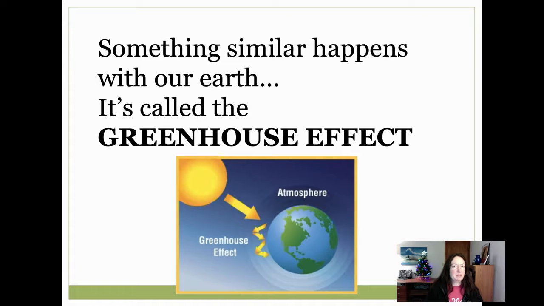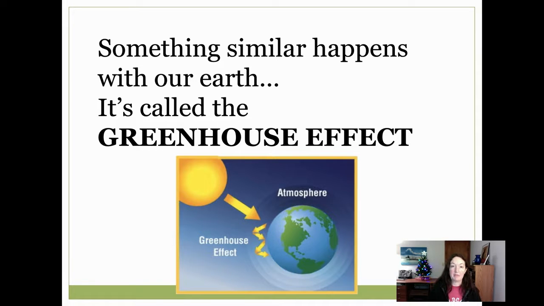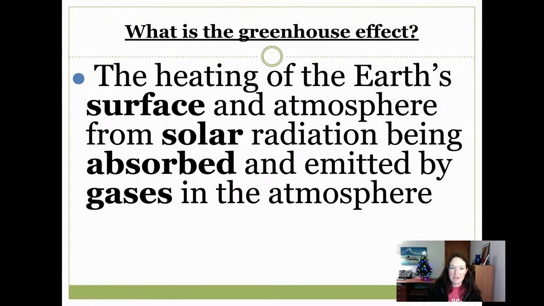This similar effect happens with our Earth as well. If you think of the gases in the atmosphere like the glass on your car or the glass in a greenhouse, those gases trap the heat on the surface of the earth. I believe this might be similar to the picture that you have on your notes packet. This is called the greenhouse effect, and that's because the earth is essentially a greenhouse, where the gases are trapping the heat on earth. So it has the effect of a greenhouse.